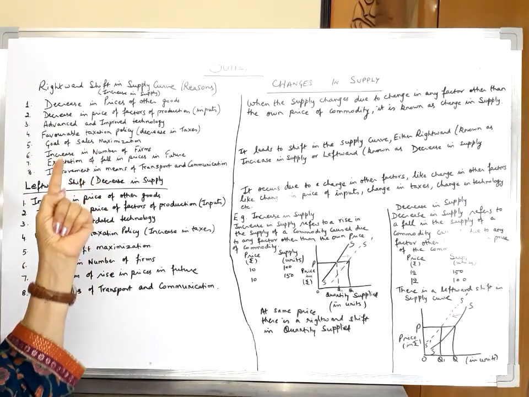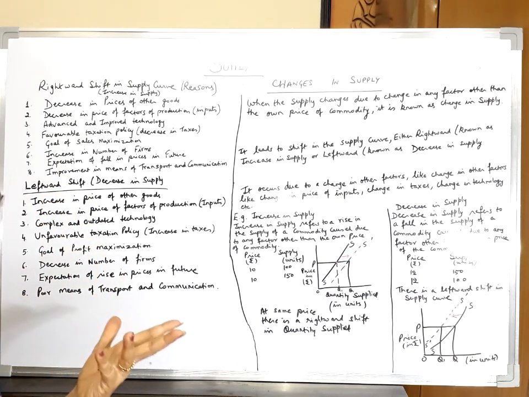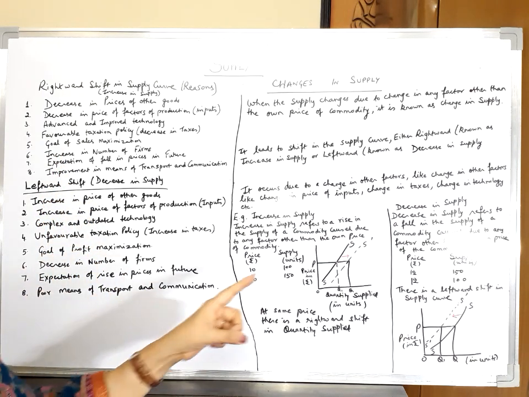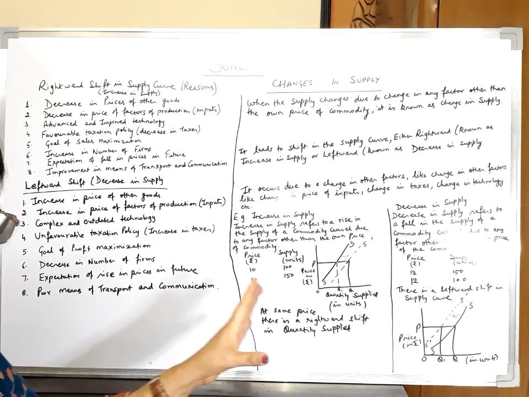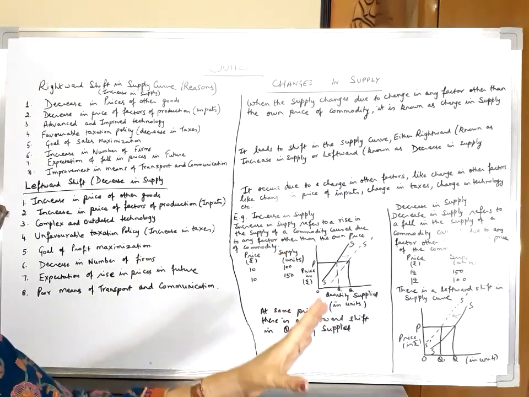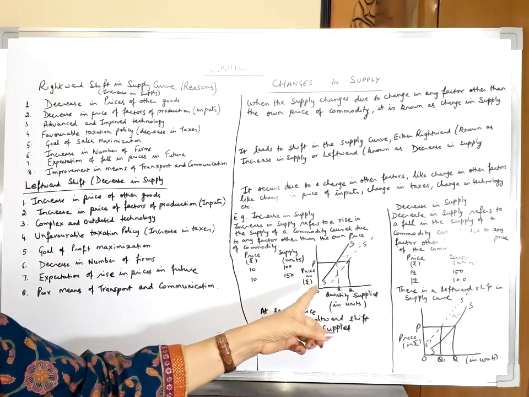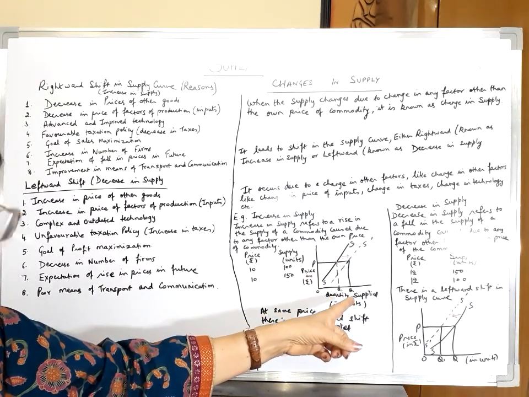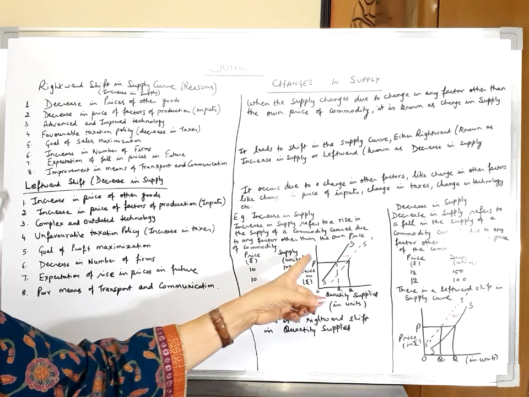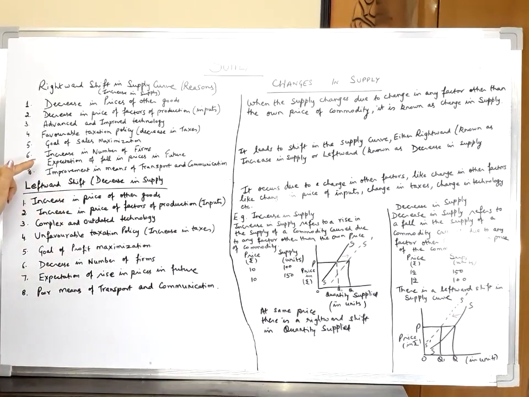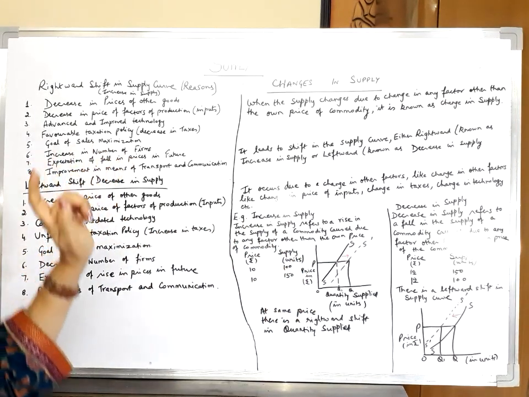This implies that the producer wants to maximize his output, hence even at the same price, he does not mind producing more quantity of the product. Earlier if he was producing OQ, now he is producing OQ1 units at the same price OP. Next point is increase in number of firms.